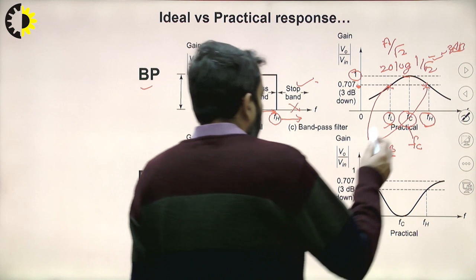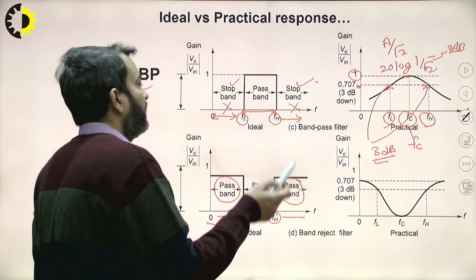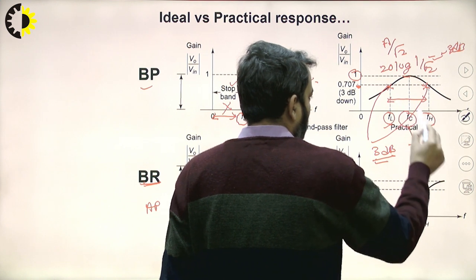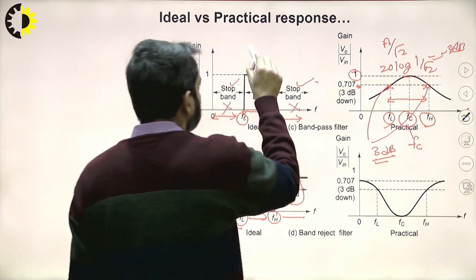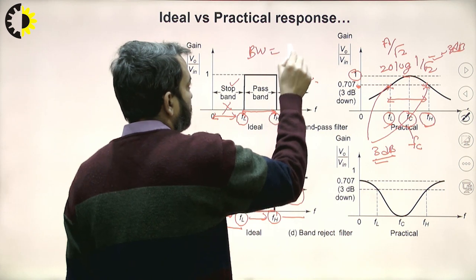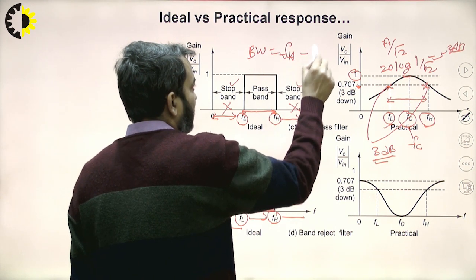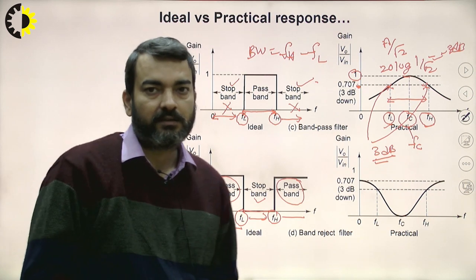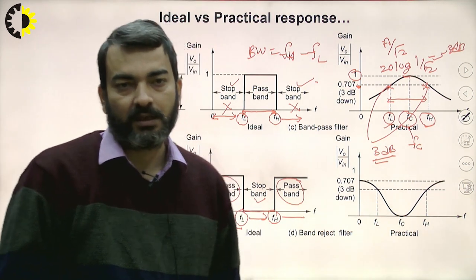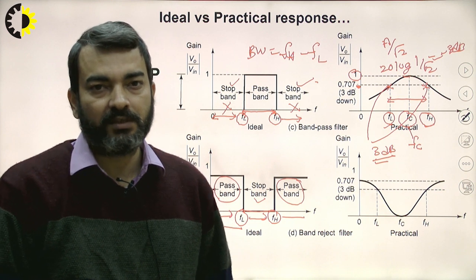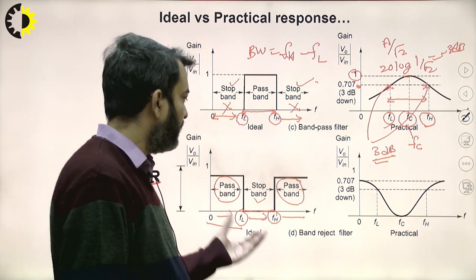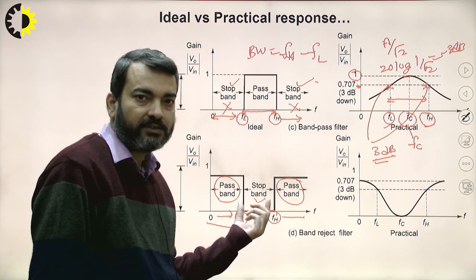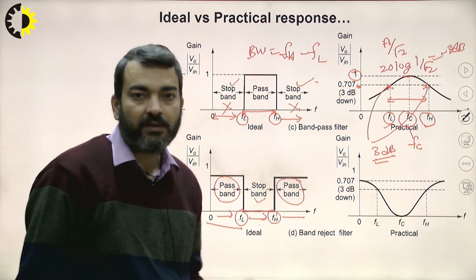So in case of band pass filter, we will define a bandwidth. So bandwidth is nothing but the gap of these two, that is FH minus FL. So this is the band which will be passed and remaining all frequencies will be stopped. In case of band reject, FH minus FL band will be stopped and remaining frequencies will be passed.